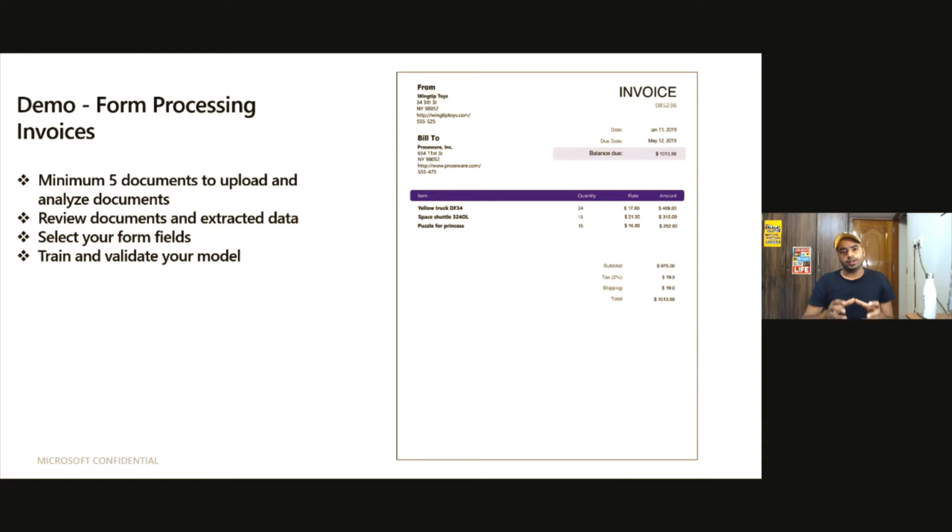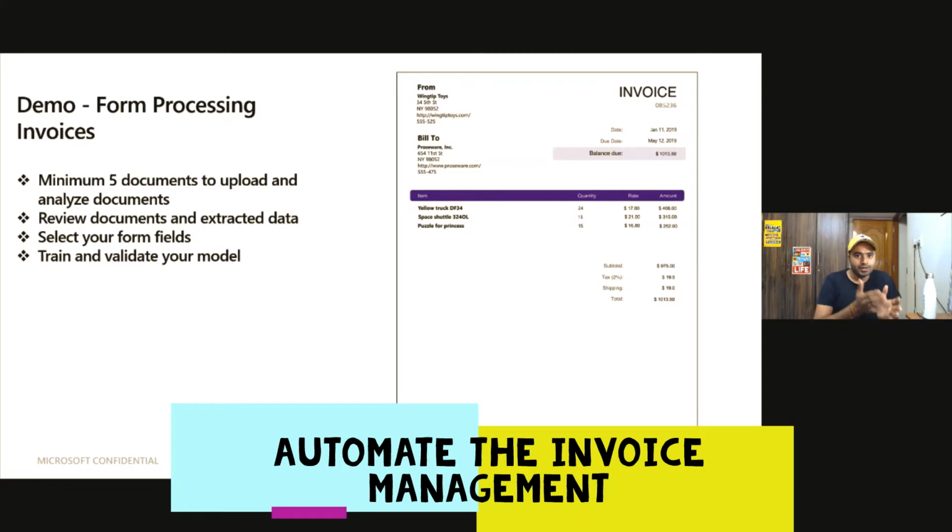What you need to start working on this module is a minimum of 5 documents. Once you have those 5 invoices, you can train on them, extract the data, and select the fields. Once you have the extraction and training done, you just need to create a solution to use this in Power Apps, or maybe SharePoint, or in writing a flow. So let's go there.